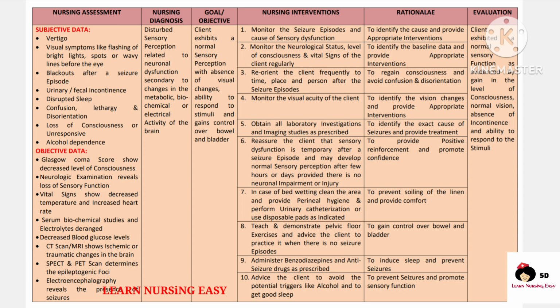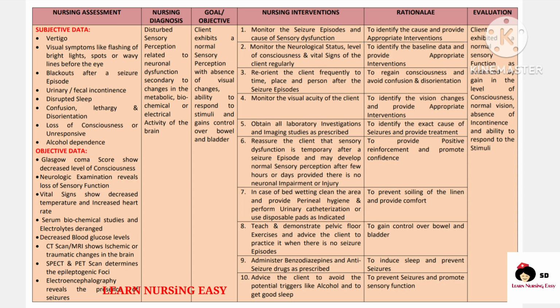Obtain all laboratory investigations and imaging studies as prescribed, so this can help to identify the exact cause of seizures and provide treatment. Reassure the client that the sensory dysfunction is temporary so that it will provide positive reinforcement and promote confidence. And if the patient is having bed wetting, we have to provide perineal hygiene or urinary catheterization or use disposable pads, so this will prevent soiling of the linen and also provide comfort.